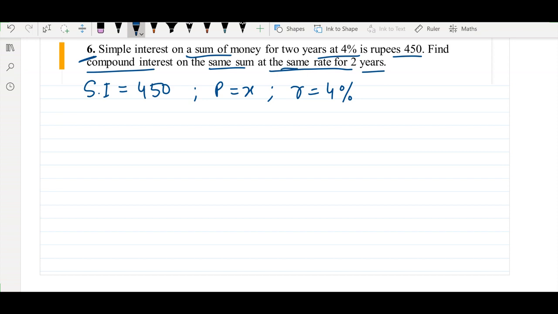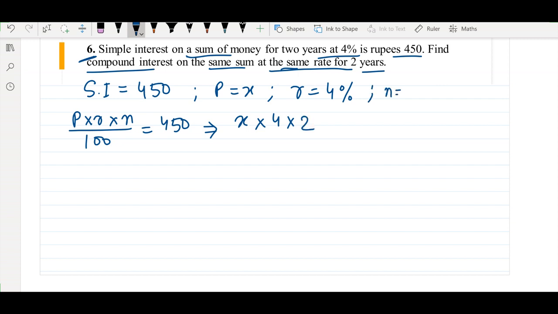Means from here, first condition we'll find P and we'll replace it. So let's use the formula of SI, which is P into R into T or N. Let's take it as N only over 100. It is given 450. Now substitute the value. P is X, R is 4, N is for 2 years, so N is 2. Let me mark that also here. N is 2 over 100 is equal to 450.